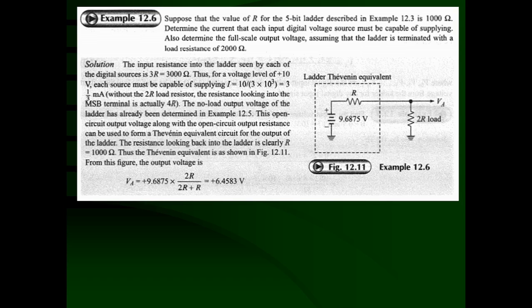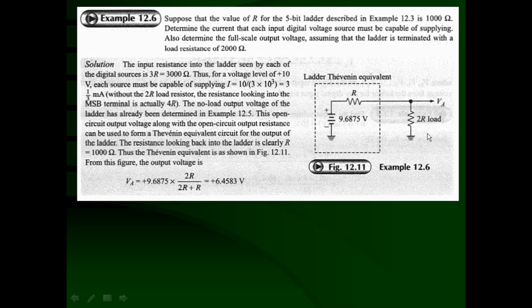And hence you can say that the circuit can be replaced by the ladder's Thevenin's equivalent, which has a voltage source, when all the inputs are high, of 9.6875 volt, with a series resistance of R, which is Thevenin's equivalent resistance. So this voltage source is seeing a total resistance of R plus 2R, that is 3R. So what will be the current?